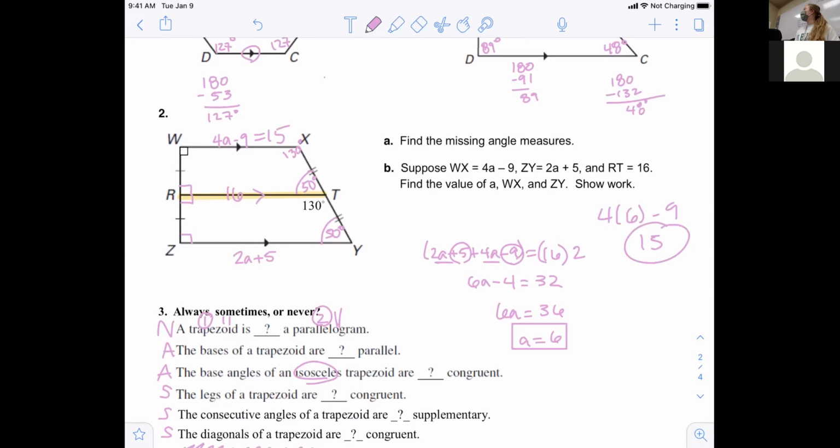Okay, let's keep going. And then what's the last one? 2 times 6 plus 5 is 12 plus 5 is 17. All right, I think that's it.